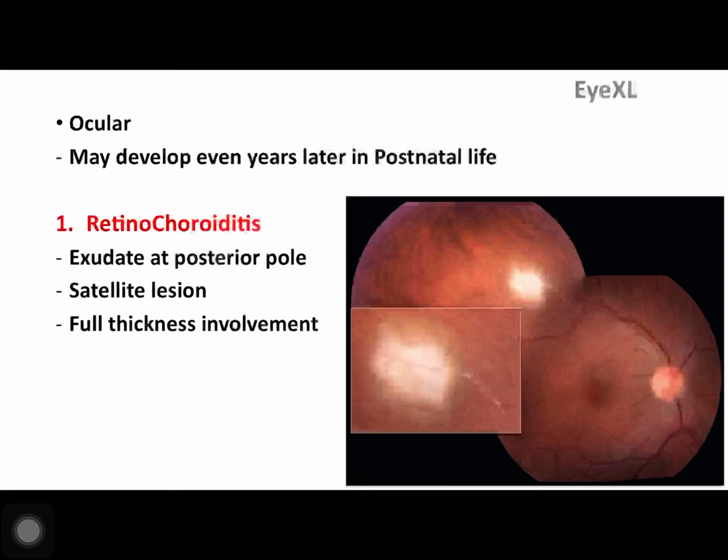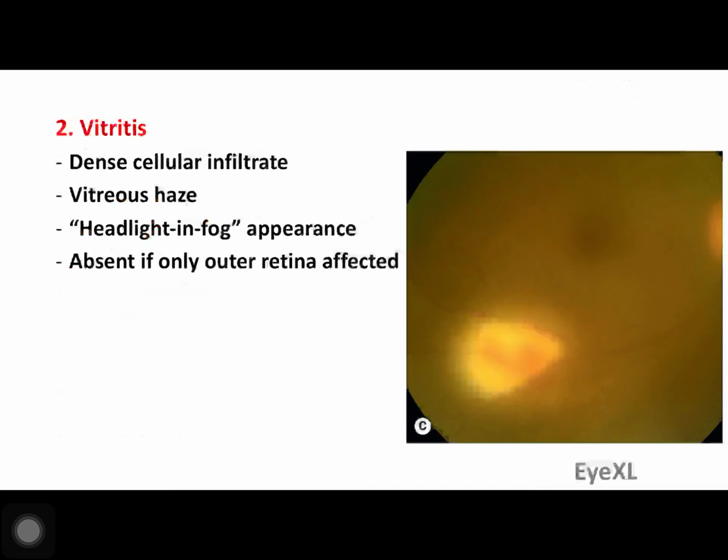Satellite lesions are very common. This is very similar to fungal ulcers of the cornea, if you remember. Satellite lesions basically mean a main primary lesion at the center and small lesions surrounding it. Full thickness involvement of the retina and the choroid occurs, following which the vitreous also starts getting involved.